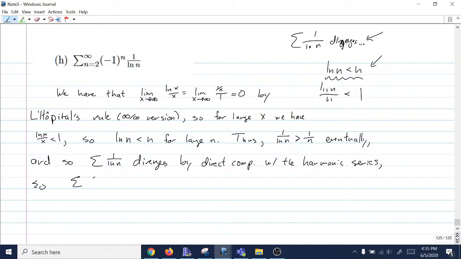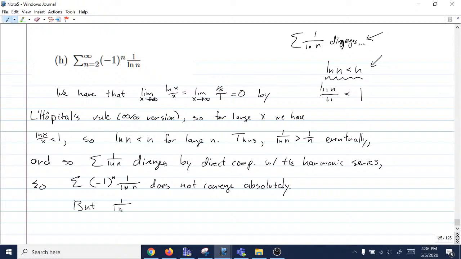So the given series, the sum of negative 1 to the n, 1 over log n, does not converge absolutely. I like putting a paragraph break here. We just showed that this thing does not converge absolutely. Now we're separately going to show that it does converge.